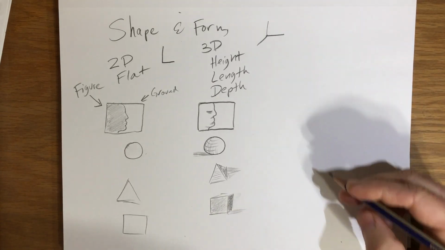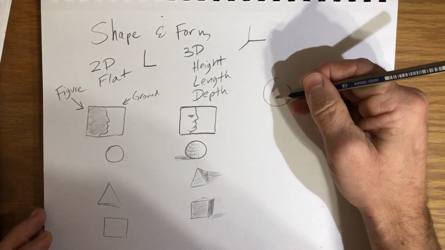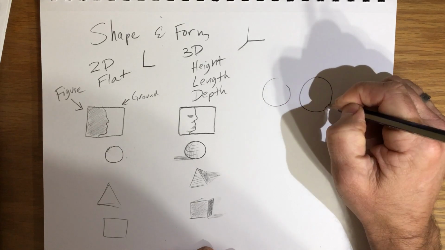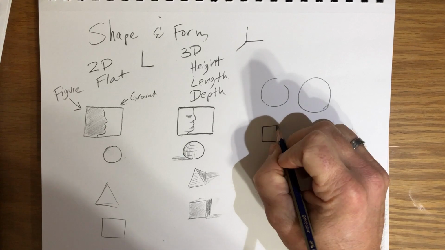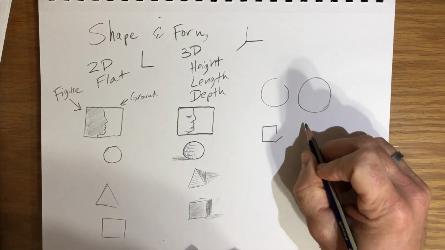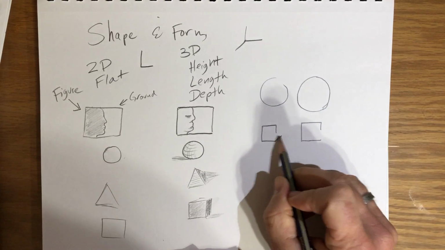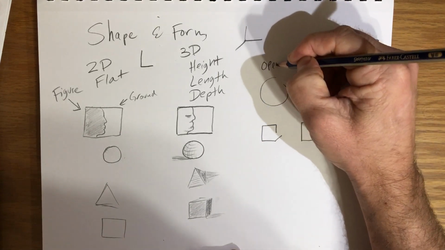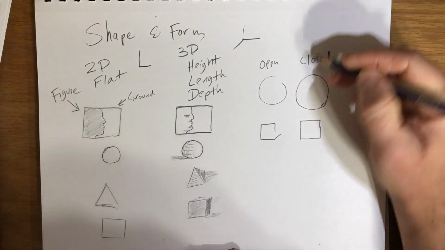What other concepts are related to shape and form? Open and closed. An open shape, something can get in it. A closed shape, oh, nope, I closed it. Like, let's just say there's a door. It's open, and then I take the door and I close it. So that's open. Something could get inside it, and that's closed. And it applies to both.